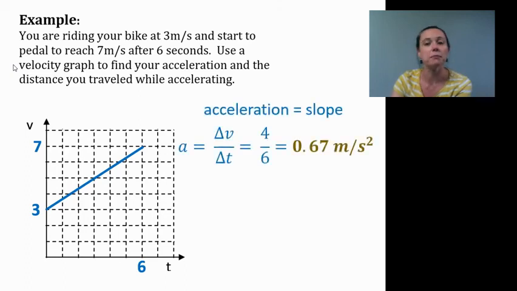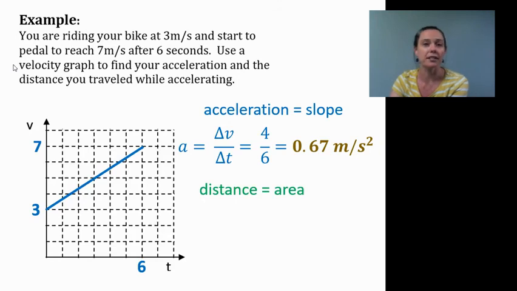The acceleration is simply the slope of this line, the change in velocity over the change in time. Notice that this line goes up 4 meters per second and over 6 seconds to give us a slope of 0.67 meters per second squared. That was our acceleration.